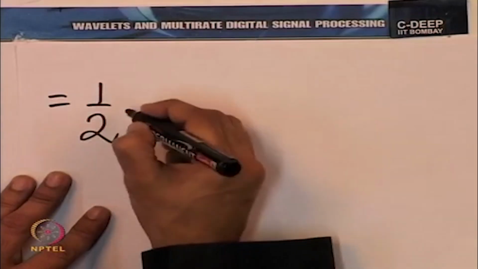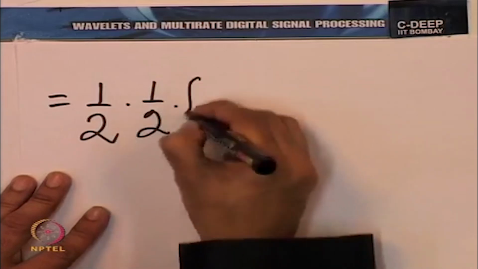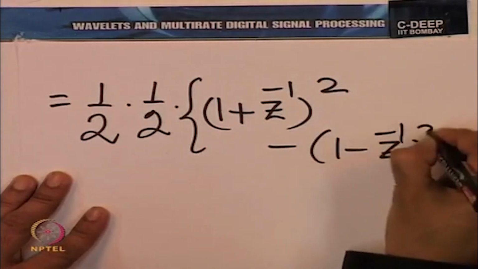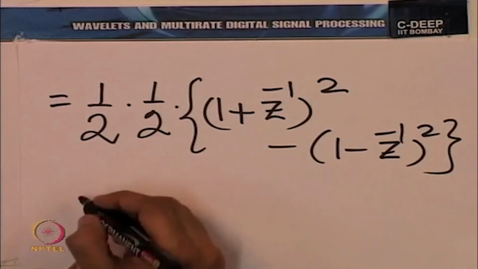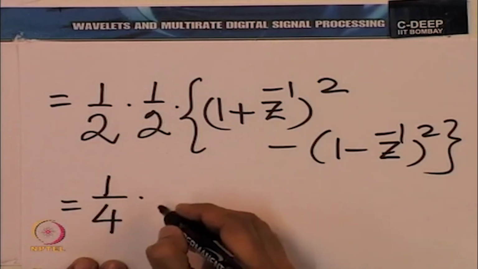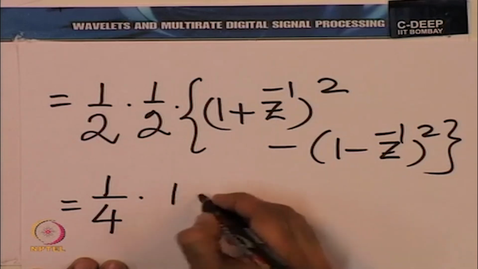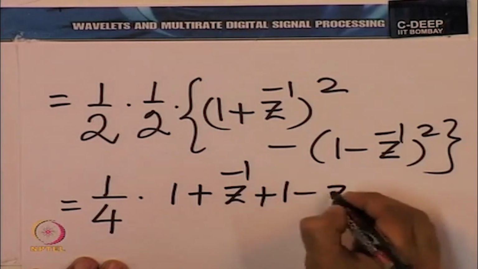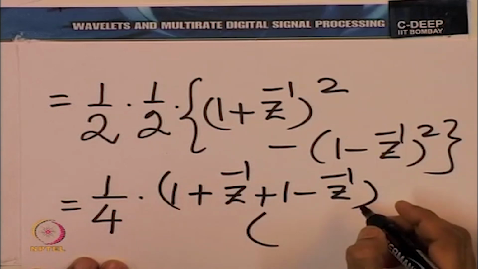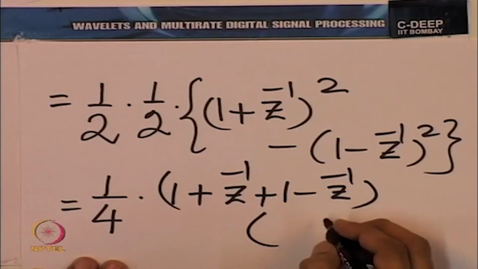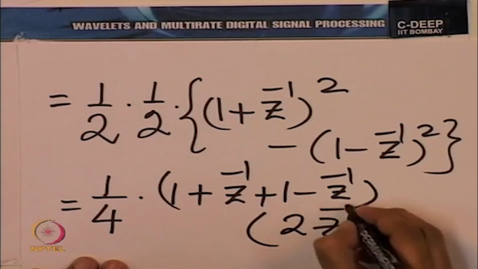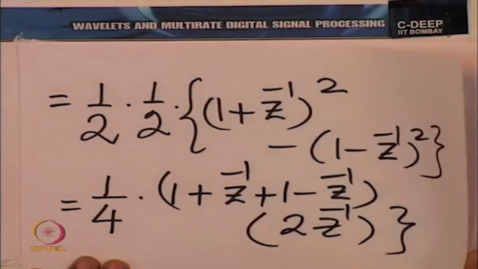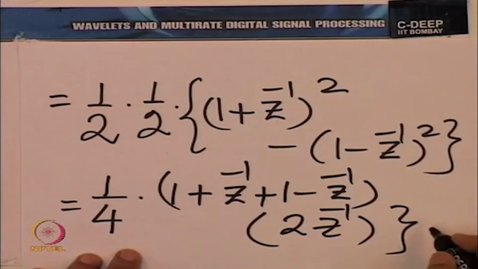It essentially gives us half into half and we can use the a plus b into a minus b kind of expression, and we have 1 by 4, a plus b is 1 plus z inverse plus 1 minus z inverse, and a minus b is 1 plus z inverse minus 1 minus z inverse. So, 2 z inverse, and here of course, the z inverse cancels, and here we have z inverse surviving, and all in all this is equal to 1.